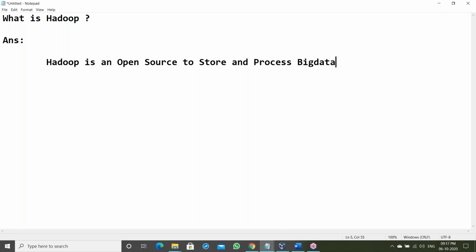That point is clear, right? Why it is named Hadoop, that topic we'll discuss later, in the Hadoop history. Next, open source. Hadoop is an open source. Now the question is, what is open source?